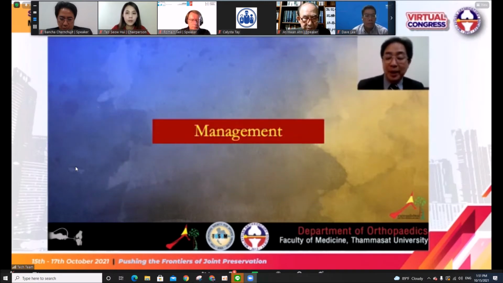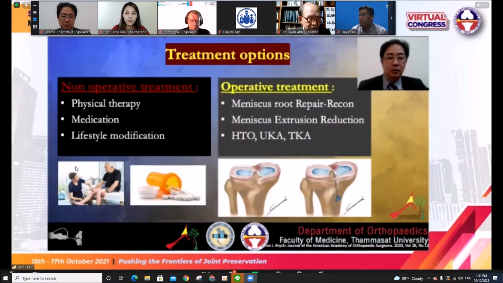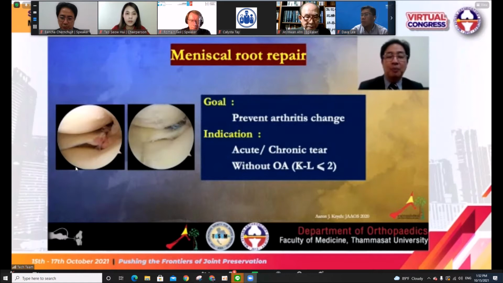How about the management? We need to consider 3 factors: alignment, cartilage, and ligament. The treatment options include conservative treatment and operative treatment as shown. Operative treatment includes meniscus root repair or reconstruction, meniscus extrusion reduction, correcting the alignment, or joint replacement. The goal of root repair is to prevent arthritic change. It's indicated for acute or chronic tear without osteoarthritis. KL should be less than 2.